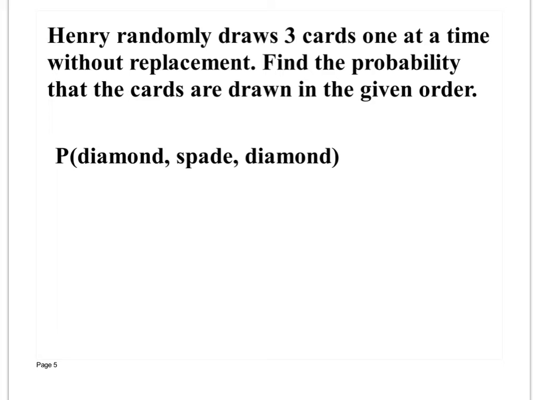All right, it says Henry randomly draws 3 cards at one time without replacement. You're going to find the probability that the cards are drawn in this order, which is diamond, spade, diamond. So what we do is we figure out what's the probability of drawing a diamond. How many diamonds are in a deck of cards? Does anyone know? Someone said it. 13. There are 13. Okay, there are 4 suits, diamond, spade, club, and hearts, right? And how many cards are in a deck of cards, do you know? 52. So 52 divided by 4 would be 13. So the odds of drawing a diamond are 13 out of 52.